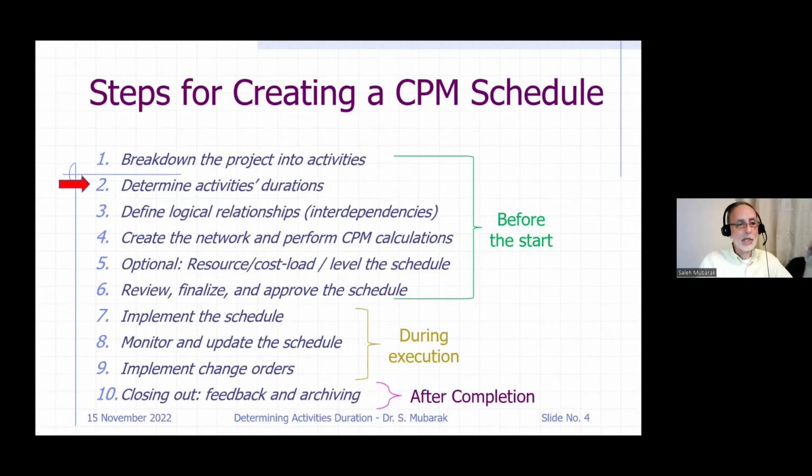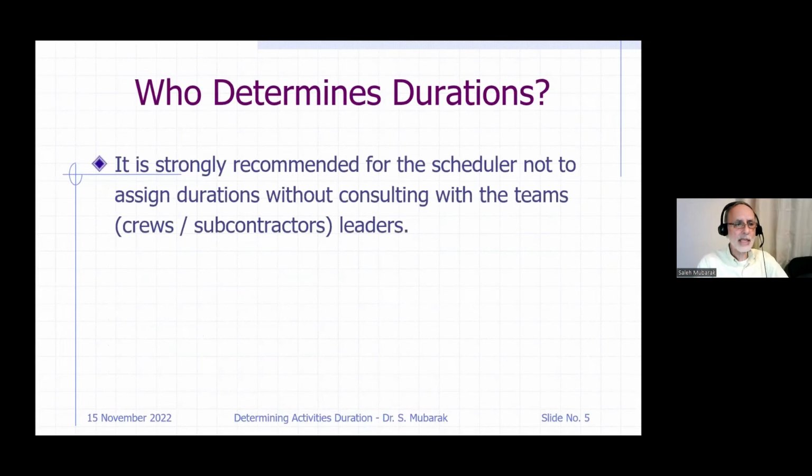Okay, we're talking today about number 2, determine activities duration, which has an impact on many of the items below. So who determines the durations? I've seen schedulers say, I do. And I said, no, you don't. You don't as a scheduler. You take the input from somebody else and put that input in the computer, in the schedule.